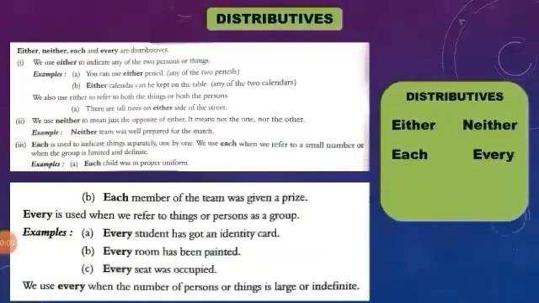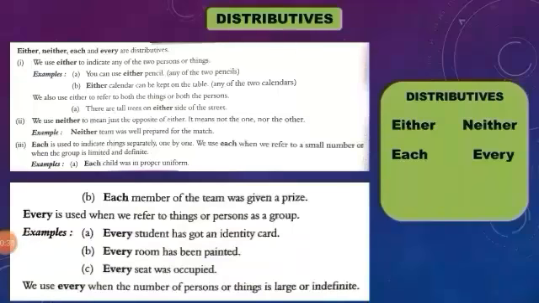Distributives. You can see two pictures here. Either, neither, each and every are distributives. Look at the first picture. First, we use either to indicate any of the two persons or things. Example A, you can use either pencil, any of the two pencils. Example B, either calendar can be kept on the table, any of the two calendars. In examples A and B, if two things are there, you can use any one of them. So we can use either for them.